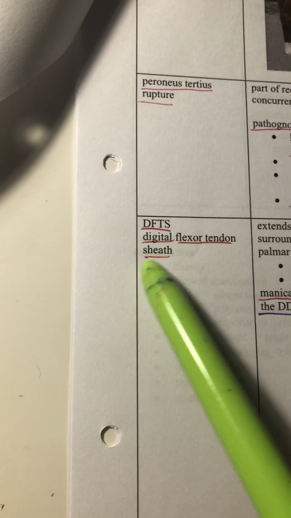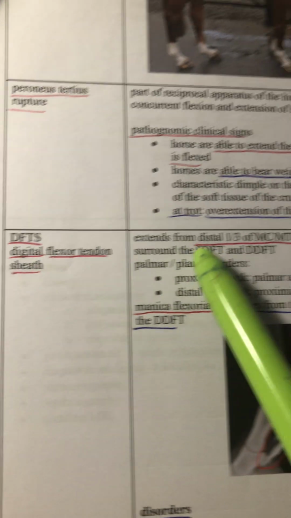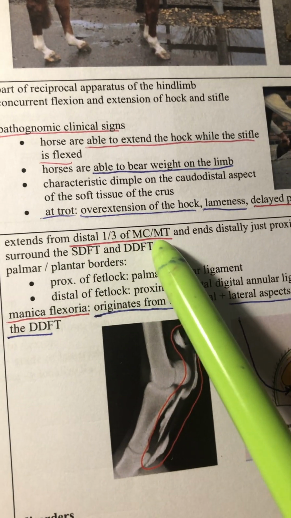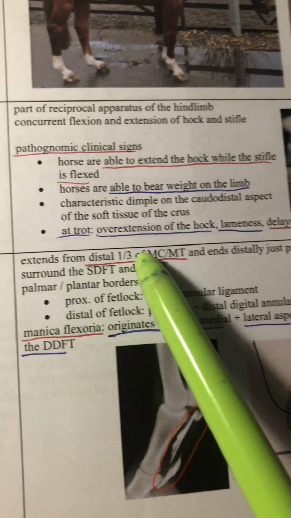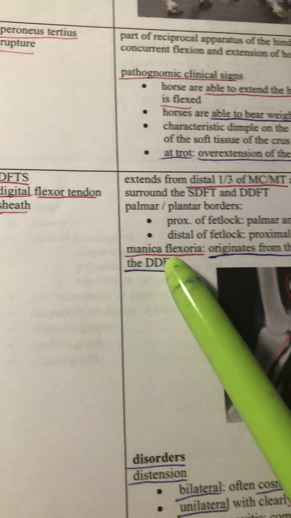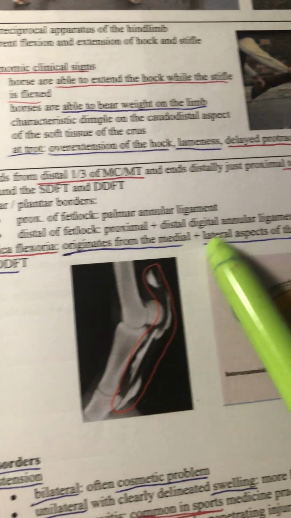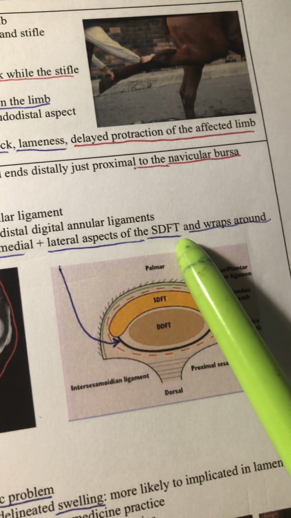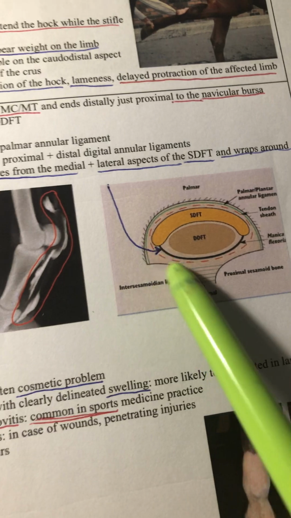And the digital flexor tendon sheath, or the DFTS. It starts at the distal third of the metacarpal or metatarsal bone to the navicular bone. And the manica flexora originates at the medial and lateral aspects of the superficial digital flexor tendon, and it wraps around the deep digital flexor tendon, as seen here. So superficial, deep, manica flexora.